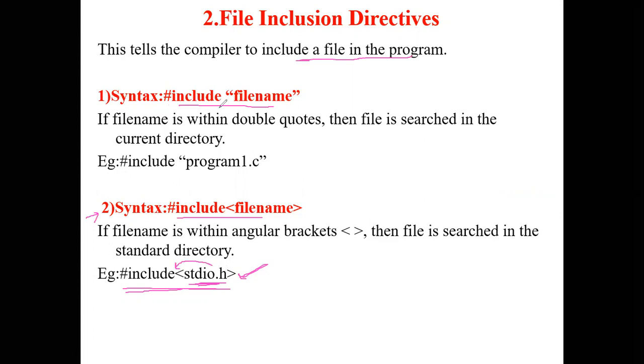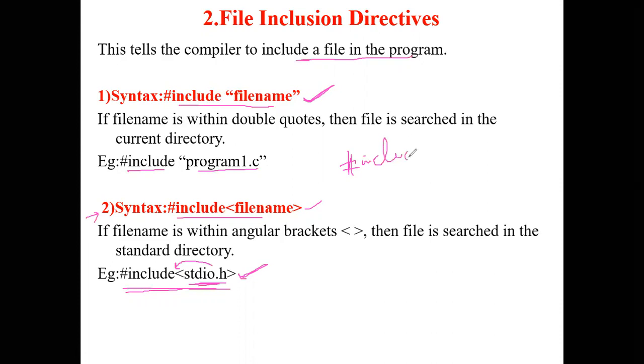One more syntax. Instead of writing like this, it is also possible to write like this. Both are correct. I can write hash include in the double quote, and I can write the file name. So hash include program1.h. So it will tell, before executing the program, include this program1.h.